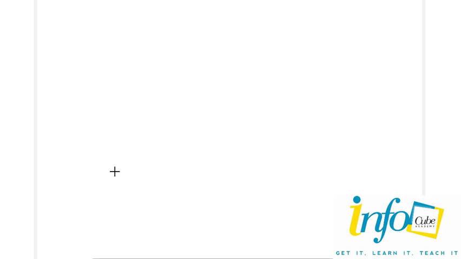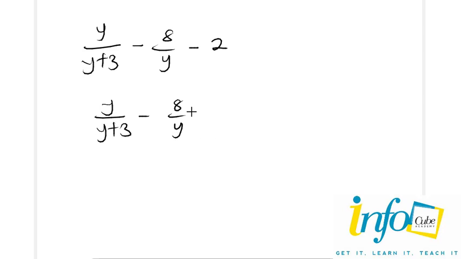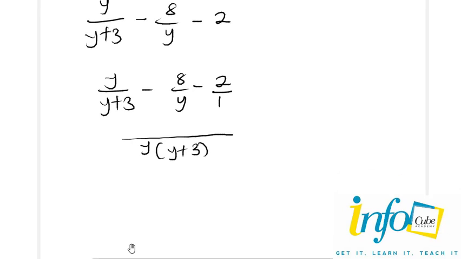This question will be the last question we'll solve for this episode. We'll have y over y plus 3 minus 8 over y minus 2. Now first of all, they want us to simplify it. Write out the question. Now in this case, these two, I will change to fractions, which is over 1. Now find the LCM. The LCM becomes y into y plus 3.